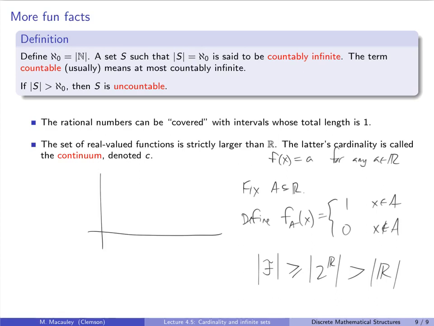Okay, so I should say one more thing, that the cardinality of the real numbers is actually called the continuum. So we usually denote this with a lowercase c and call it the continuum.